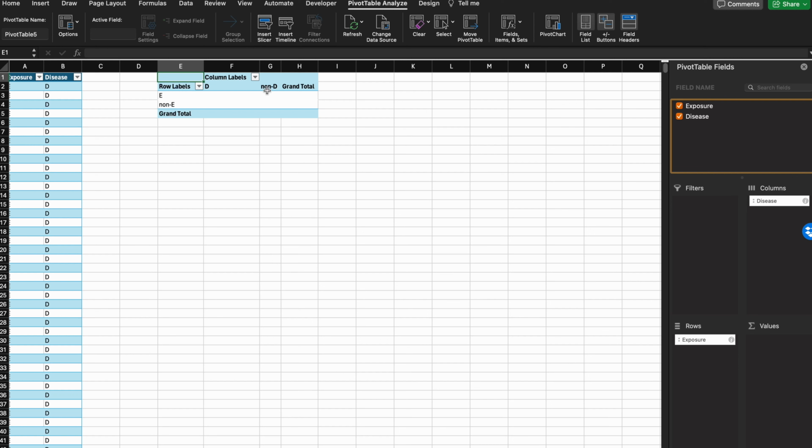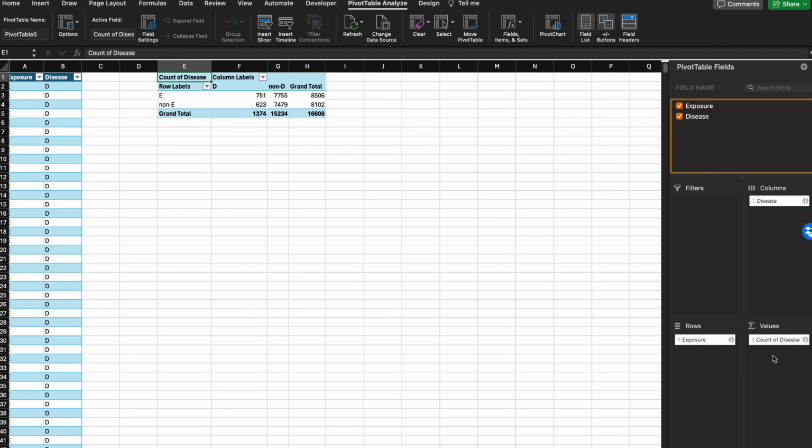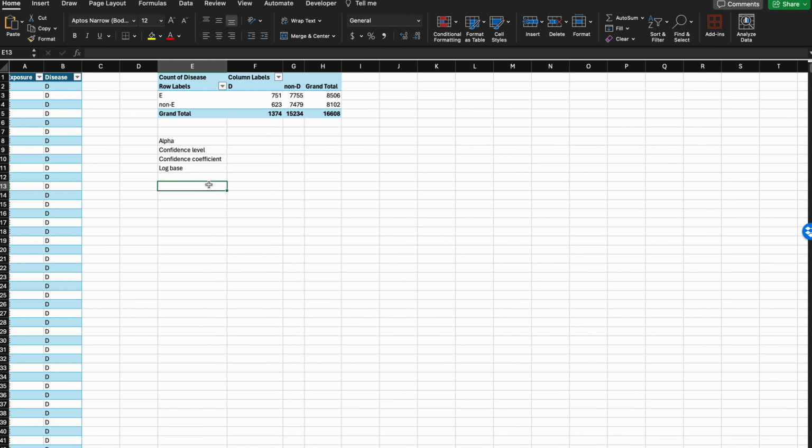Now I want the frequencies. I can drag either of the two down into the values. So either exposure or disease, drag it down into values, and we can see the contingency table there. We see the four joint frequencies, 751, 7755, 623, and 7479, but we can also see the marginal totals and then the grand total. In our data set, we have 16,608 individuals. Now to save some time, I've already put four things that I want a calculation for.